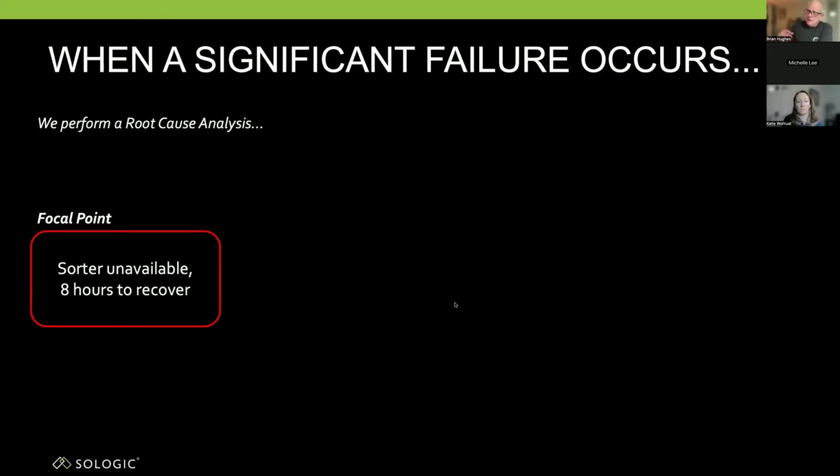So in the world of reliability, we're dealing with things, and in this case, we're going to look at a sorter. This is like an Amazon fulfillment center, so it's sorting product to be put into boxes and shipped to y'all.